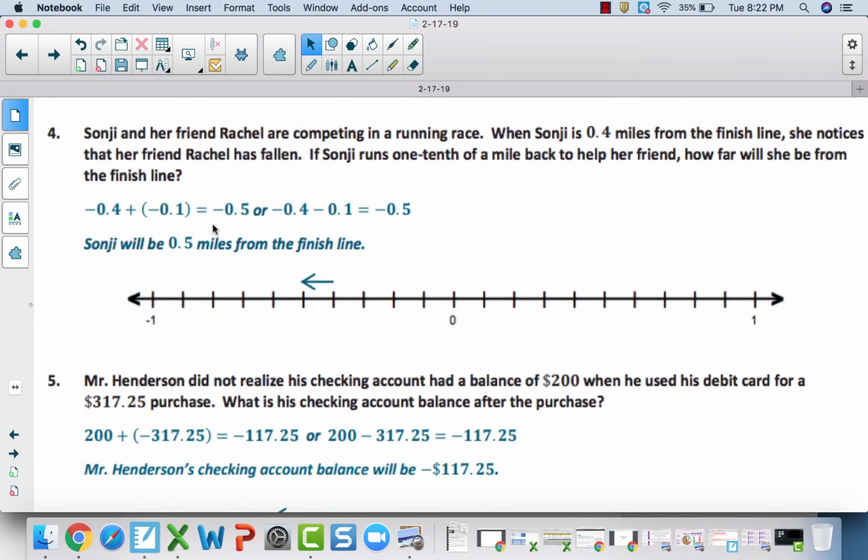Number 4, Sonia is 4/10 of a mile from the finish line. She noticed her friend has fallen. She runs 1/10 of a mile back. So both of these are actually representing negative values here. So Sonia will ultimately be 5/10 of a mile from the finish line because when you add these two negatives, you get a negative 5/10. Notice my number line here. I set up my intervals being tenths because I know I was basically dealing with tenths here in my word problem. Wouldn't make much sense to count by anything but tenths here for number 4.